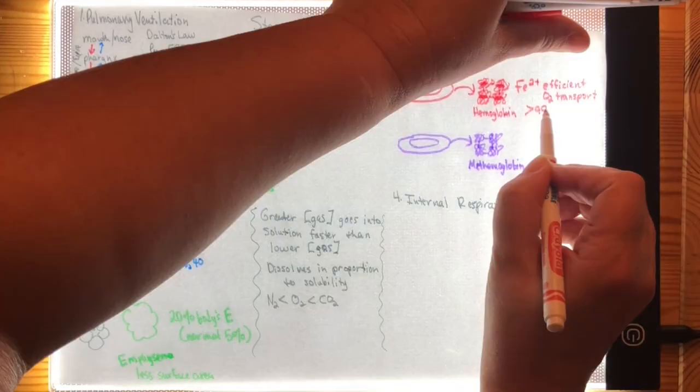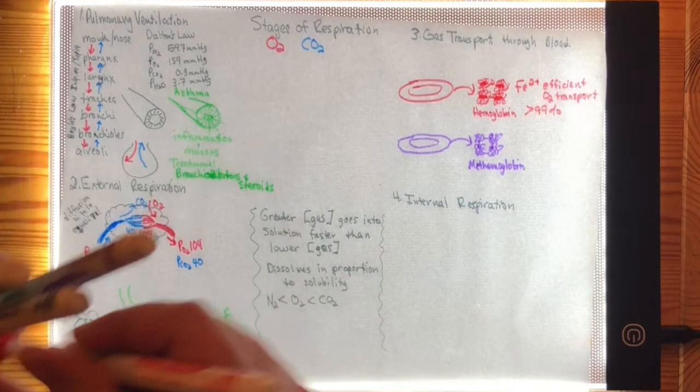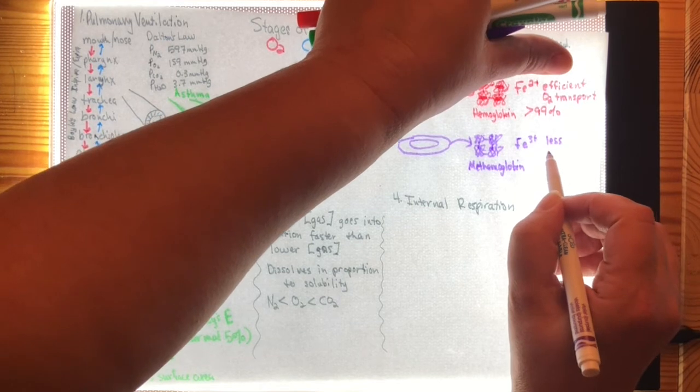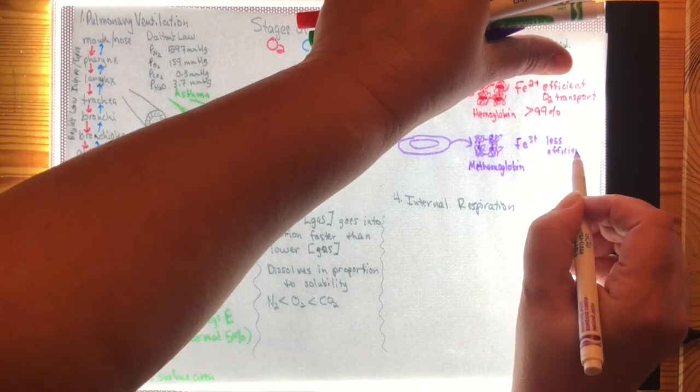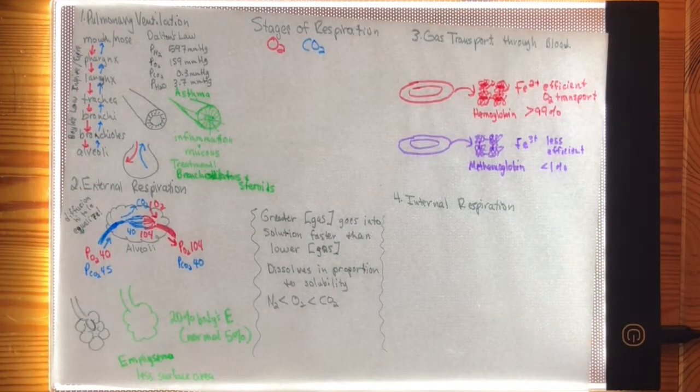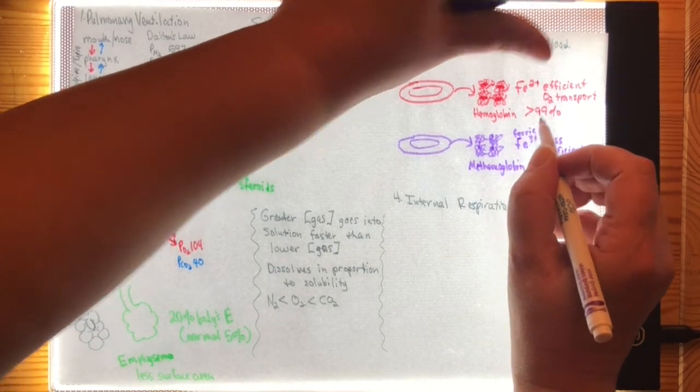Now, if it is an Fe2+, this would be a good, strong binding to oxygen and allows for efficient oxygen transport. In normal conditions, more than 99% of your hemoglobins are, in fact, this kind. But if that iron is an Fe3+, this is less efficient and allows for less efficient oxygen transport. Less than 1% of your hemoglobins are going to be methemoglobins under normal conditions. The Fe2+ is considered the ferrous hemoglobin, and Fe3+ is ferric hemoglobin.